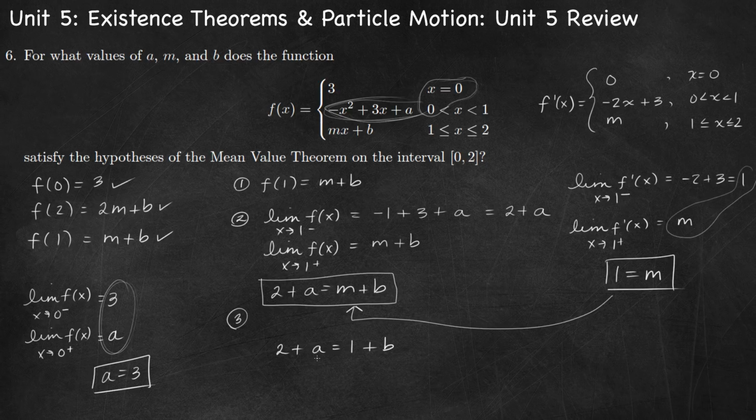And then if a is 3, then 5 equals 1 plus b, and b equals 4. So I have a equals 3, b equals 4, and m equals 1.